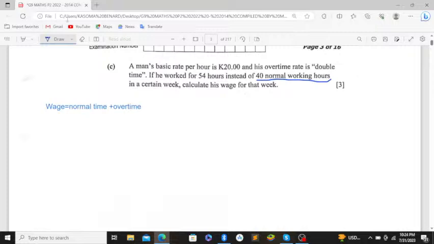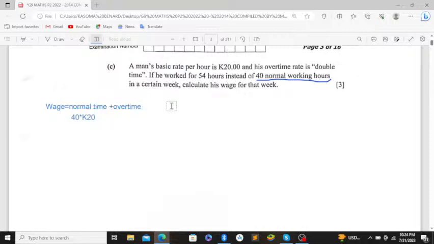Okay, so what we're going to do now is say what is the normal time. The normal time we are told is 40 hours, so we're going to say 40 times, then how much is he paid after working an hour? When he works for an hour, he's paid 20 kwacha. So we're going to say 40 times 20 kwacha, that is for the normal time.